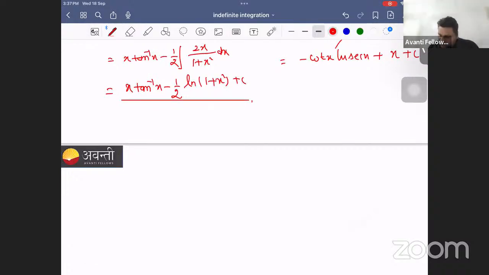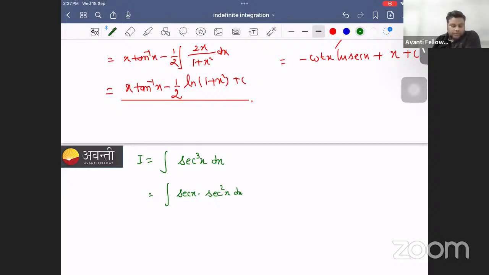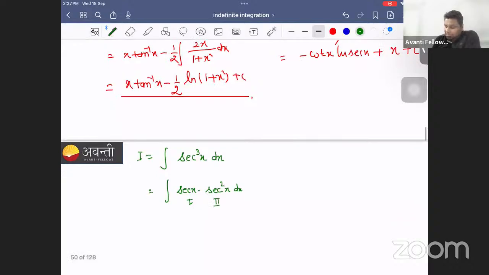Now see, we have another variety. I equals to integration sec cube x dx. Now in such kind of question, what do we do? We split this function as sec x into sec square x dx. Now assume this one as first, this one as second.